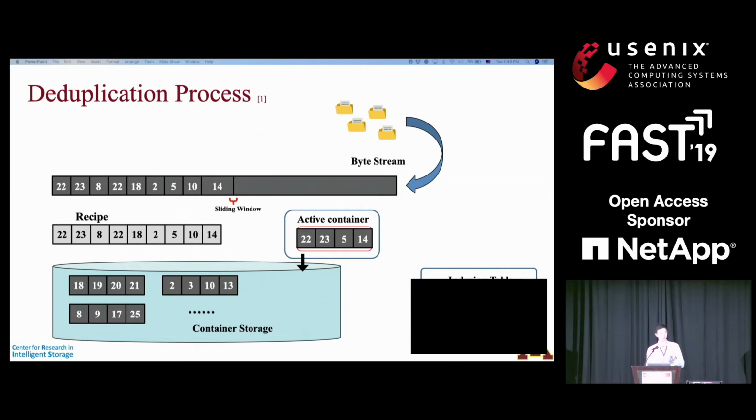And then we need the metadata that tells you how, in the future, you can restore the original data back to its state. So the recipe will tell you to fetch this sequence of data chunks, and then you will get your chunk out.